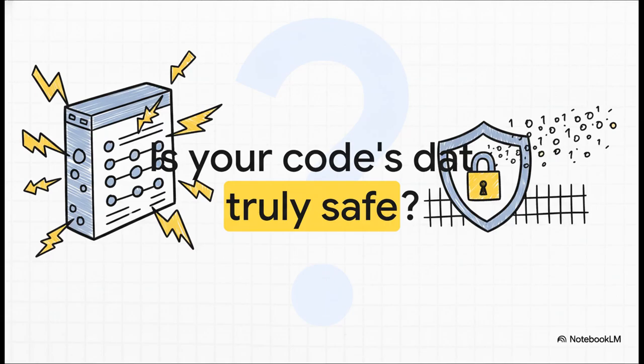When you create an object in your code, is the data you put inside it actually safe? Or can any other random part of your program just reach in and start messing with it? This right here is the first big problem we're going to solve. How do you stop that uncontrolled, chaotic access to your data?